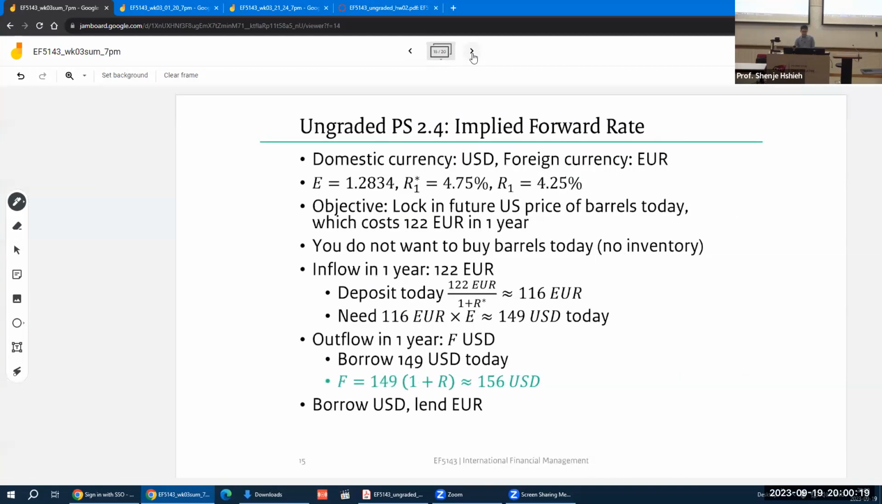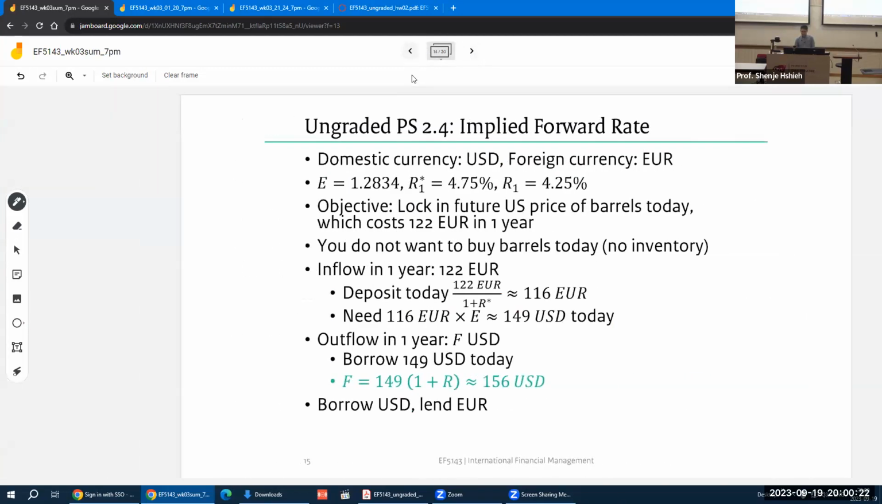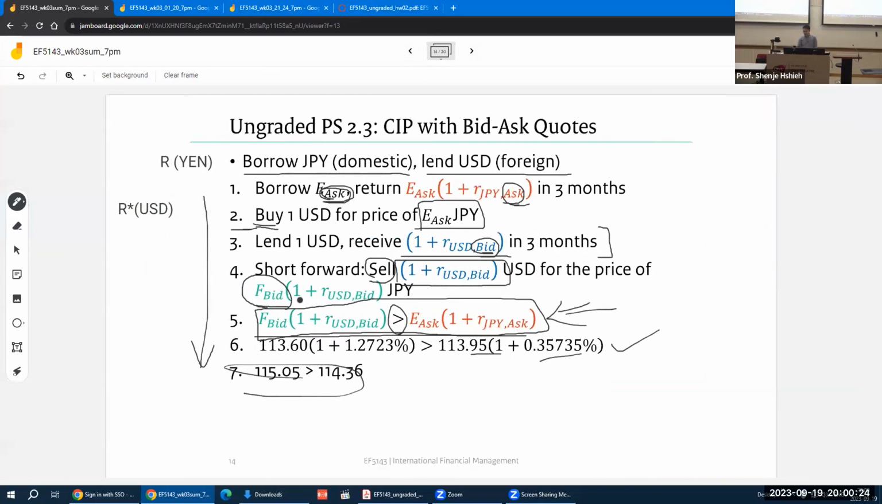Okay, comments, questions. I believe my solutions online also give you this equation for the other direction. So I'll let you look at that yourself. I'm not going to walk you through it here.